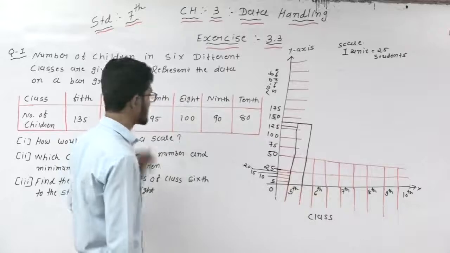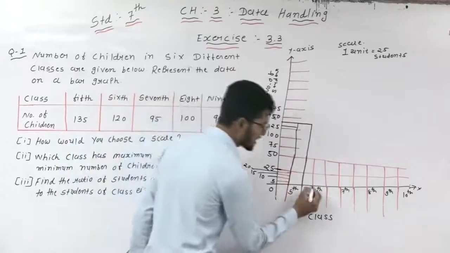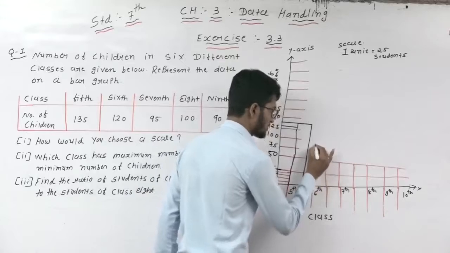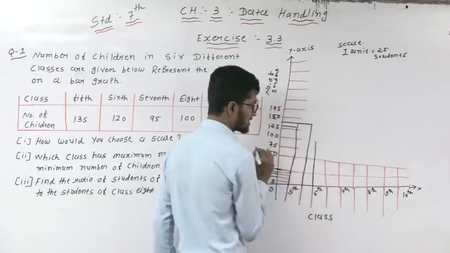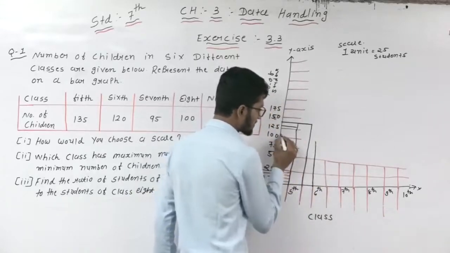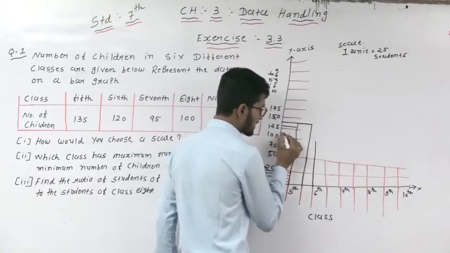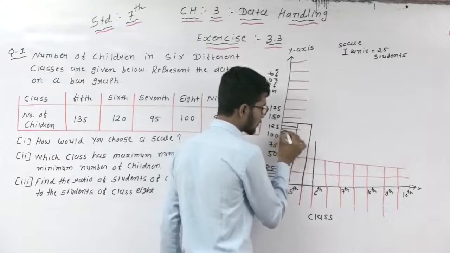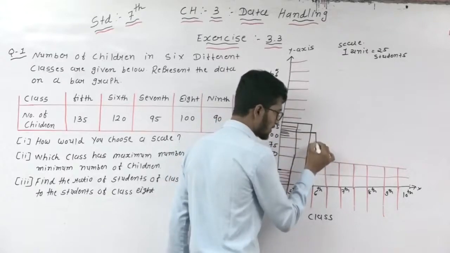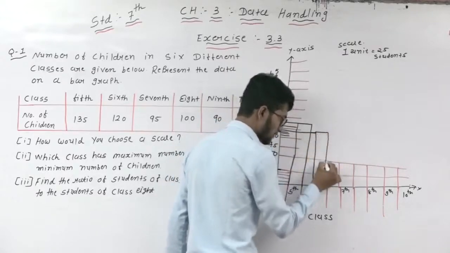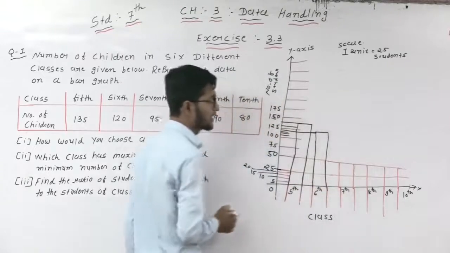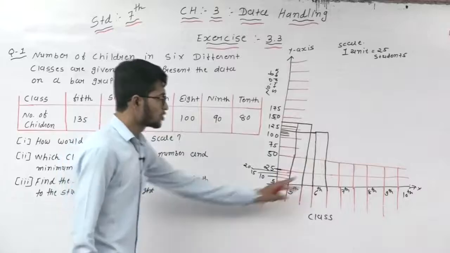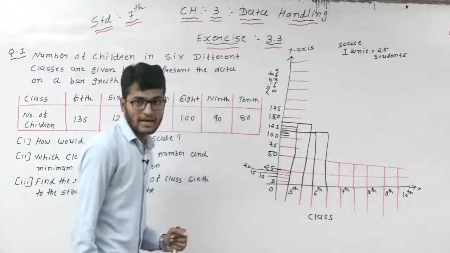Then after that, the sixth, how many? 120. So start here, 120. It means this one is 100 lines. Okay, first line means 105, second line means 110, third line 115, and fourth line means 120. Okay, so this one is our second bar graph.